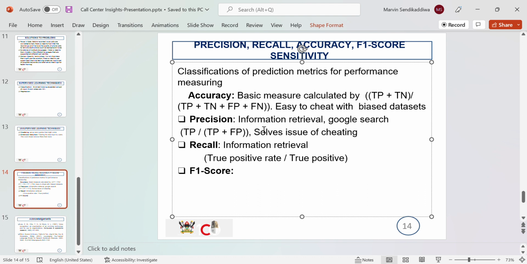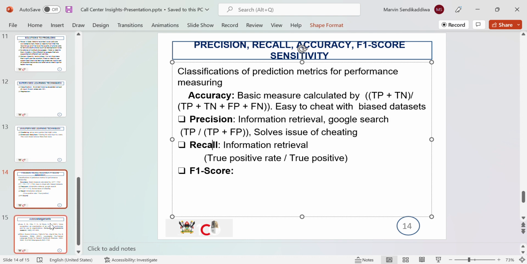Precision is also an information retrieval method that can be used in Google search, for example. It takes a rather different approach, where you get the true positives divided by the true positives plus the false positives. And this solves the problem of cheating that is faced by the accuracy technique. And then there's also the recall, which is calculated when you get the true positives divided by the true positives plus the false negatives.